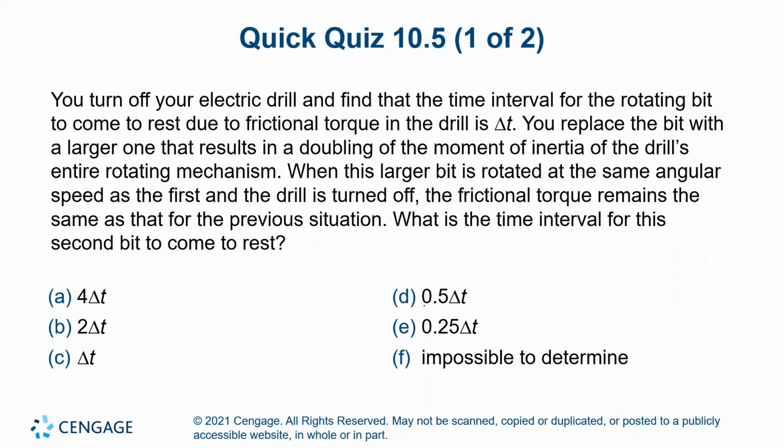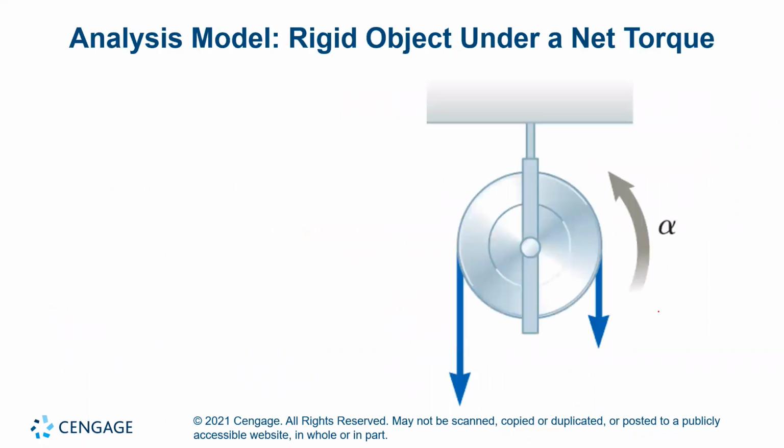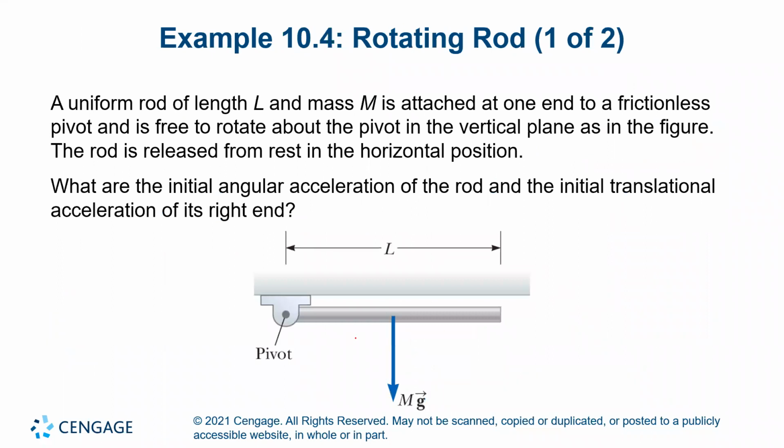Okay, let's see. Let's look at this problem. A uniform rod of length L and mass M is attached at one end to a frictionless pivot and is free to rotate about the pivot in the vertical plane as in the figure. The rod is released from rest in the horizontal position. What are the initial angular acceleration of the rod and the initial translational acceleration of its right end?